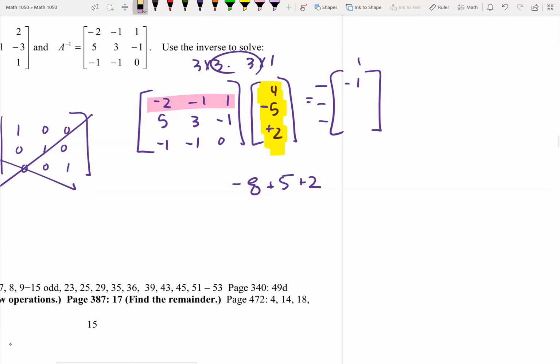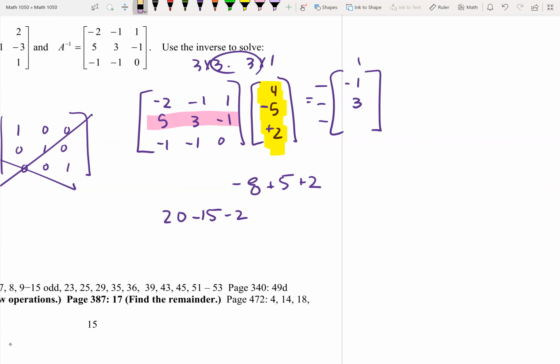Now I'm going to change rows. So now I'm right here. The negative 1 comes down. So 5 times 4 is 20. 3 times negative 5 is a negative 15. A negative 1 and a positive 2 is a negative 2. Combine those and you get a positive 3.